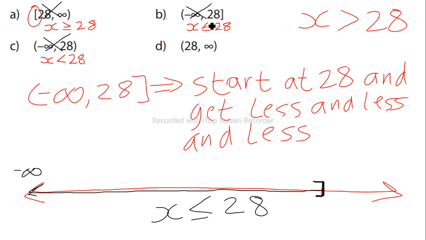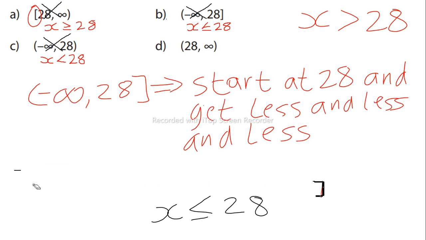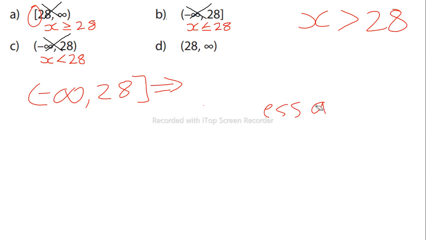Because here, this is saying x is less than or equal to 28, but we want x is greater than 28. That's what we want. And clearly, we do not have it. And so, moving on along. Alright, moving on along.